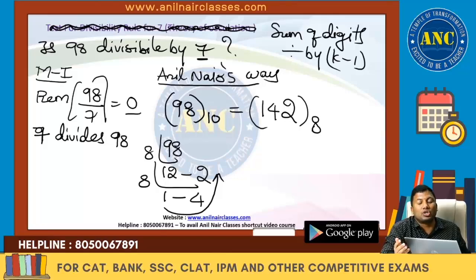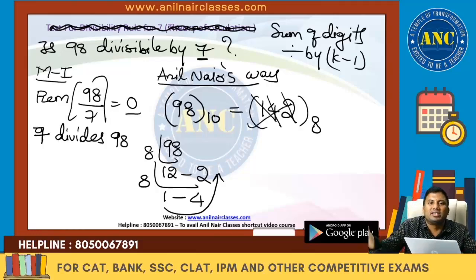Sum of the digits should be divisible by 7. 4 plus 2, 6. 6 plus 1, 7. 7 is divisible by 7. Therefore, 98 is divisible by 7. If you are good in concepts, this is how you can look at the simplest problem through a different prism altogether. Is 98 divisible by 7?